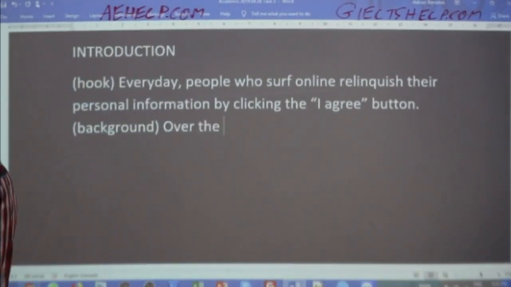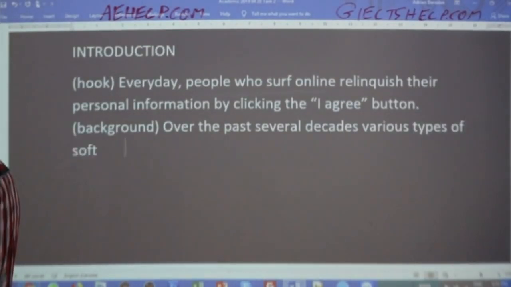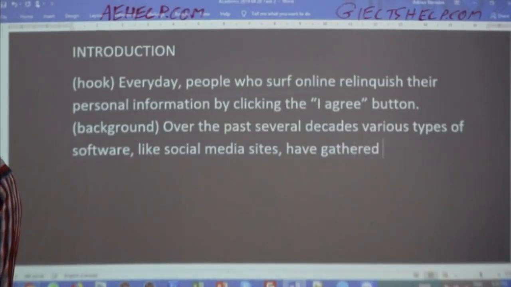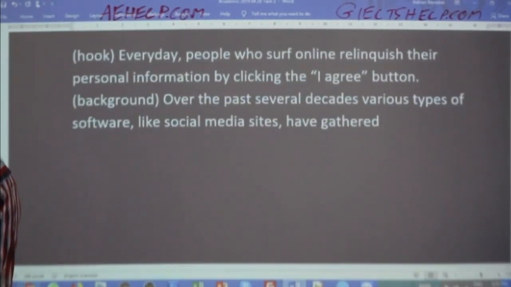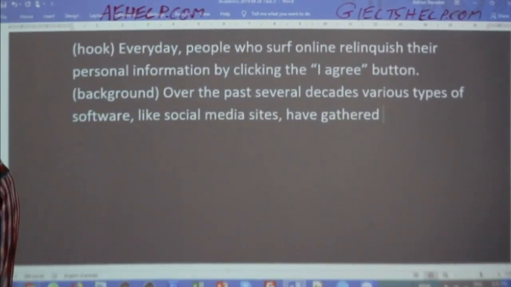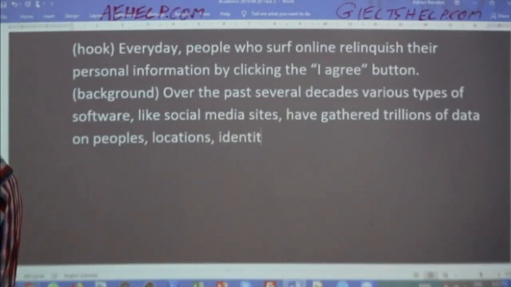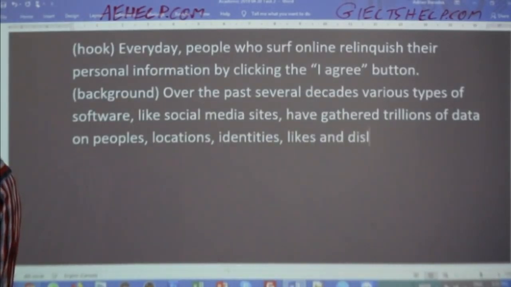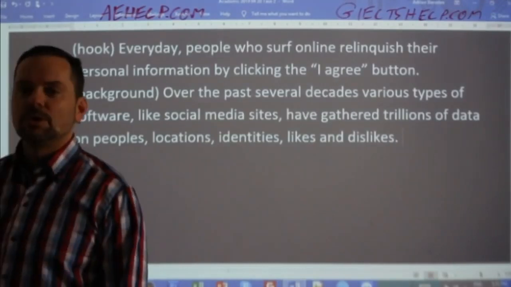So, over the past several decades, various types of software, like social media sites, have gathered billions, trillions of data on people's locations, identities, likes, and dislikes. Right? That's what we're talking about.